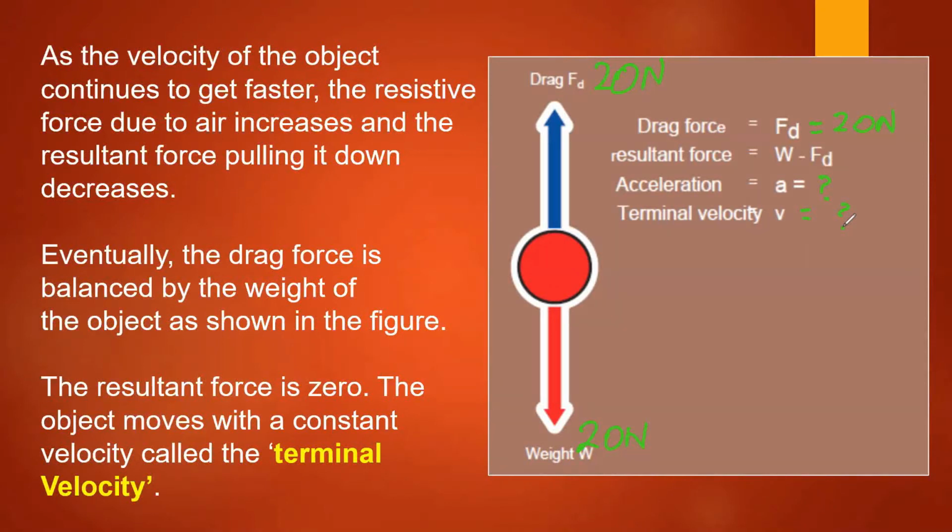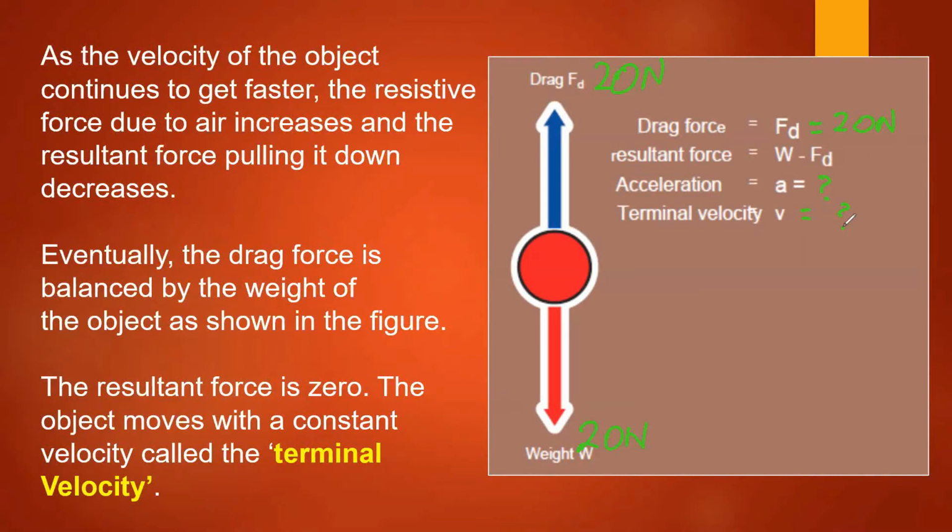As the velocity of the object continues to get faster, the resistive force due to air resistance increases and the resultant force pulling it down decreases. Eventually, the drag force is balanced by the weight of the object, as shown in the figure here to the right. The resultant force is 0. The object moves with a constant velocity called the terminal velocity.